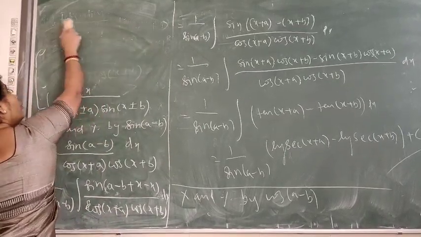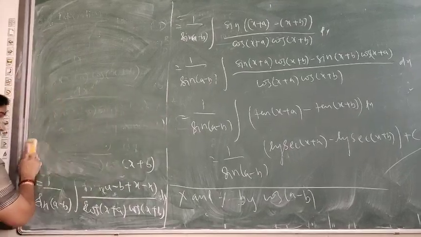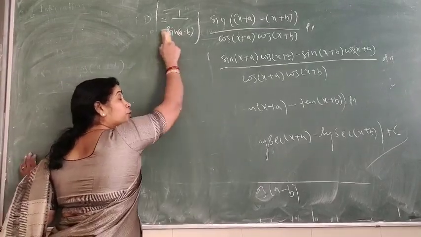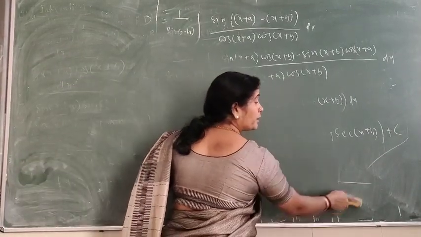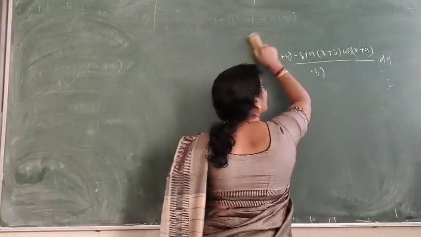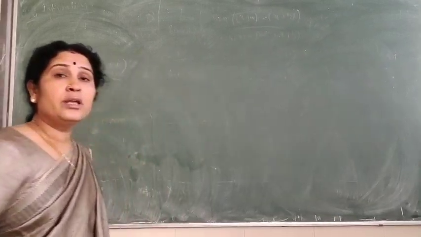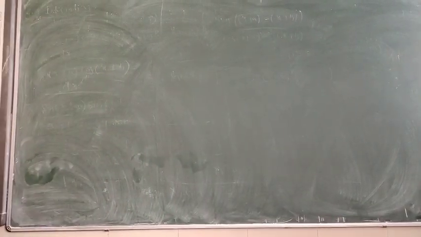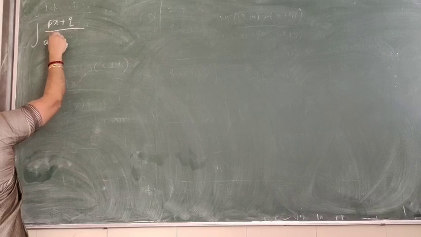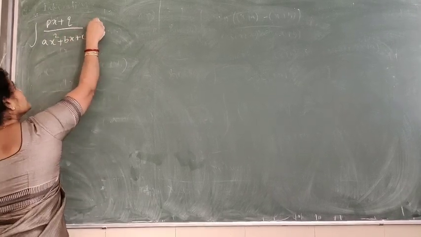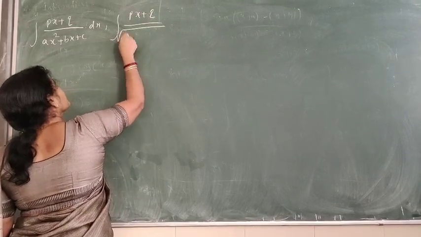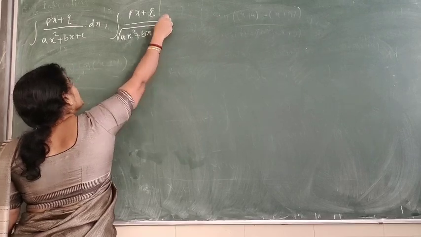Now integration, all types of special types, number one, linear upon quadratic. Children, why are we using linear upon quadratic? That quadratic which cannot be factorized. Suppose if possible, you can factorize the quadratic denominator, then go for partial, that one is the easiest one. See this linear upon quadratic, px plus q upon ax square plus bx plus c into dx. Otherwise integral px plus q, the whole upon under root of ax square plus bx plus c into dx.